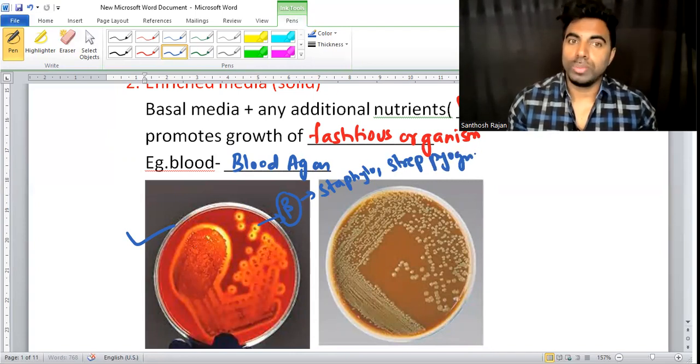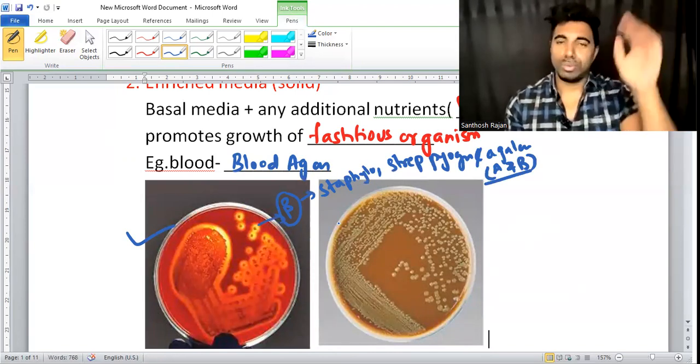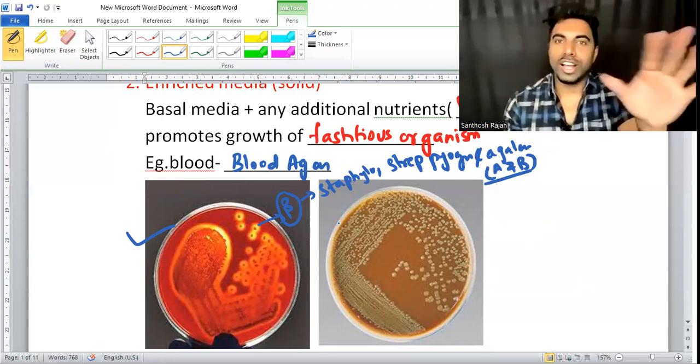That is both group A, Streptococcus pyogenes, and also Streptococcus agalactiae, that means group A and group B. Streptococcus group A and group B grow and give beta hemolysis. Okay, that's for a later topic. I'm just saying it so that you need to remember. That's beta hemolysis. Alpha and gamma, I'm not going to talk about now.